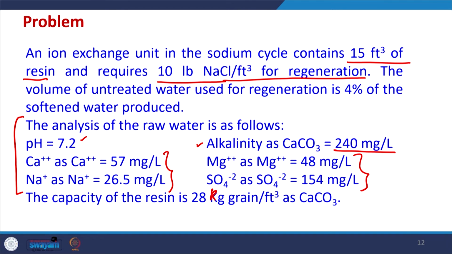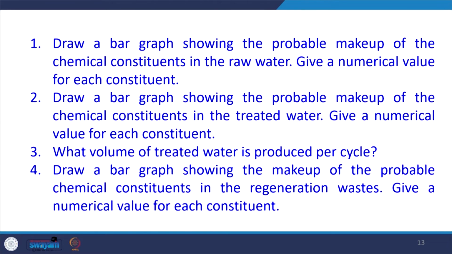Now, the second problem which is given is to draw a bar graph showing the probable makeup of the chemical constituents in the treated water. So, we have to find out after treatment the chemical constituents which were there, how much of them have been removed and what is their composition in the treated water. Then after that we have to find out what volume of treated water is produced per cycle. So, this also we have to check.